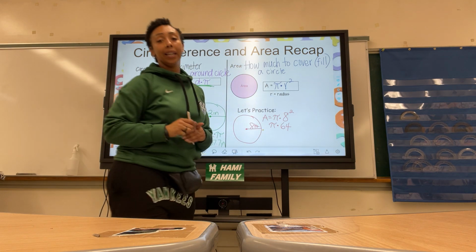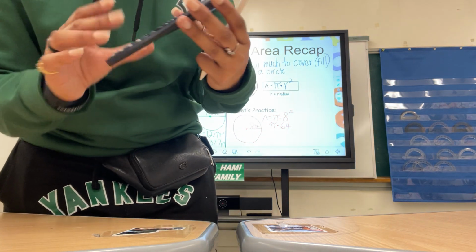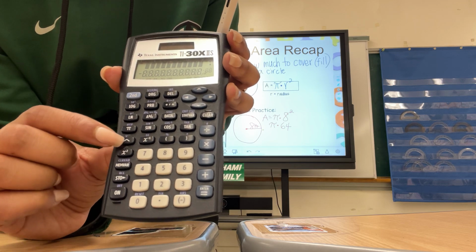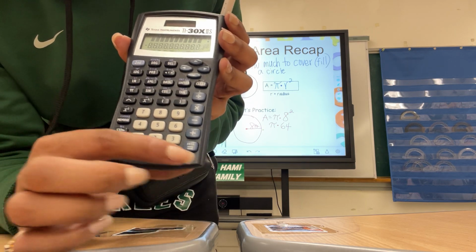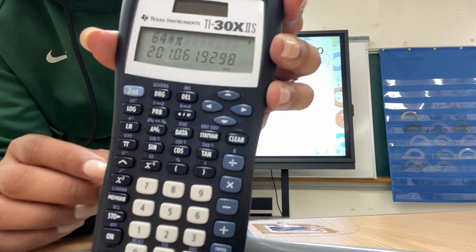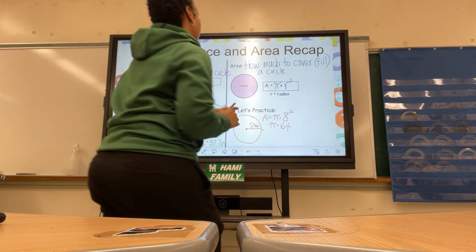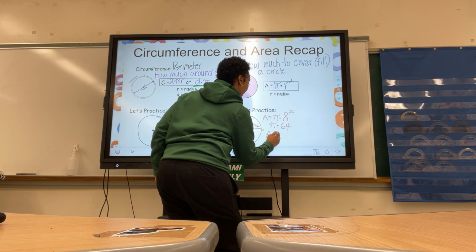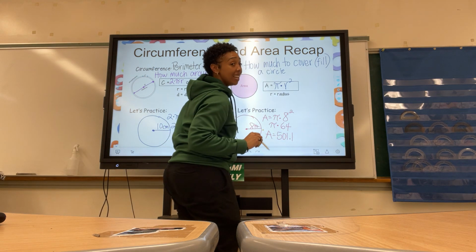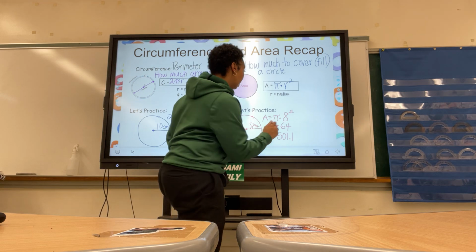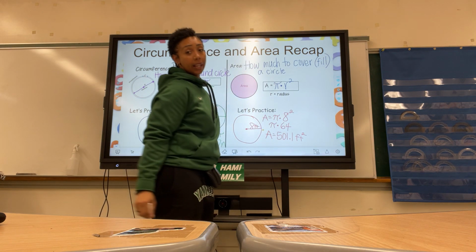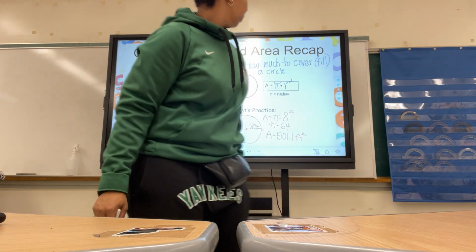I'm going to use my calculator again. 64 times, here's that pi button, pi equals, so we get 501.1 if we round to the nearest tenth. So my area equals 501.1. And then for area, because it's a 2D measurement, we're going to do units squared. Okay, that lets us know that it's the area.